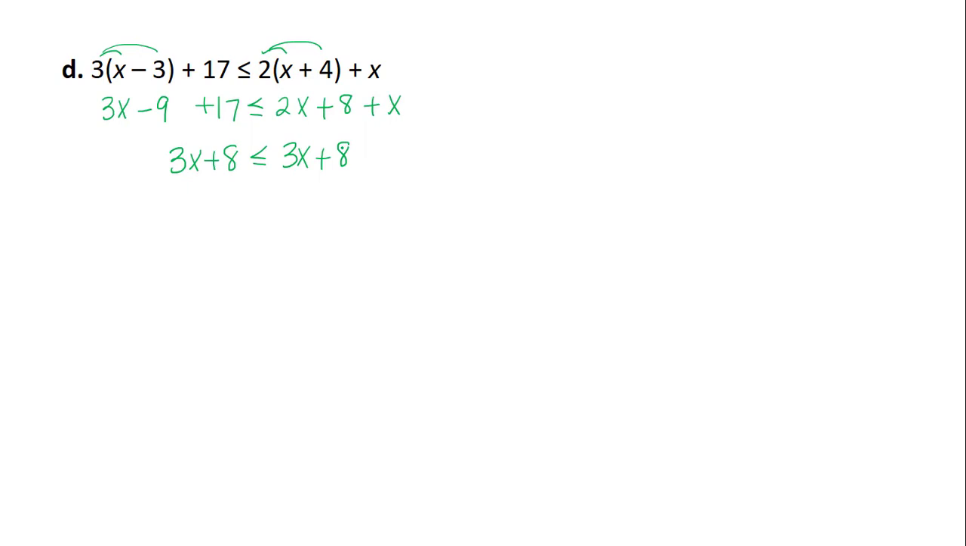This is an example of an identity. It is true for all values of x because the left side and the right side are always equal. The solution set is the set of all real numbers. But we can also subtract 3x from each side to get 8 is less than or equal to 8, which is always a true statement.